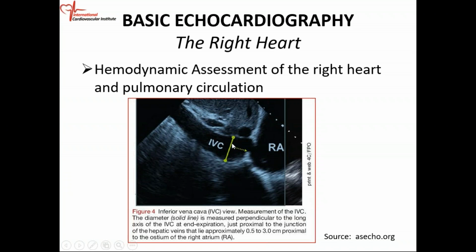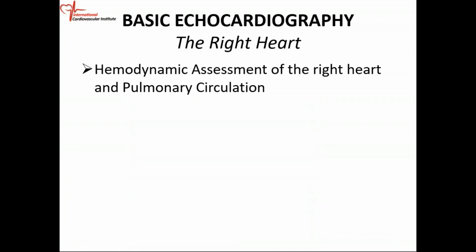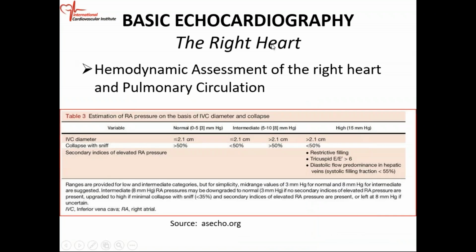So proper measurement is important, and again, try and use the M mode. So these are the numbers that you need to know. For a normal IVC, that is, estimation of the RA pressure on the basis of the IVC diameter and collapse: if the IVC is completely normal, then the right atrial pressure is between 0 and 5 millimeters, and we just average it and say 3 millimeters.